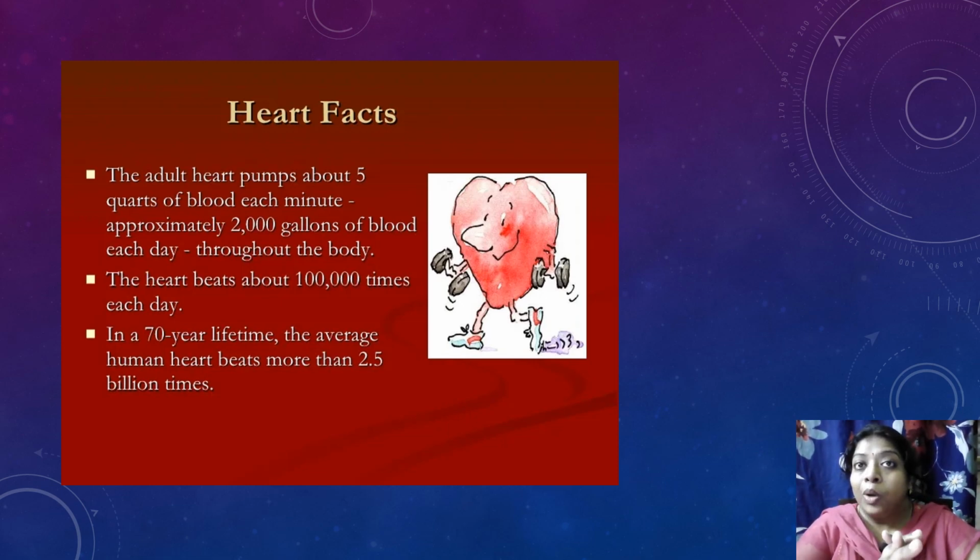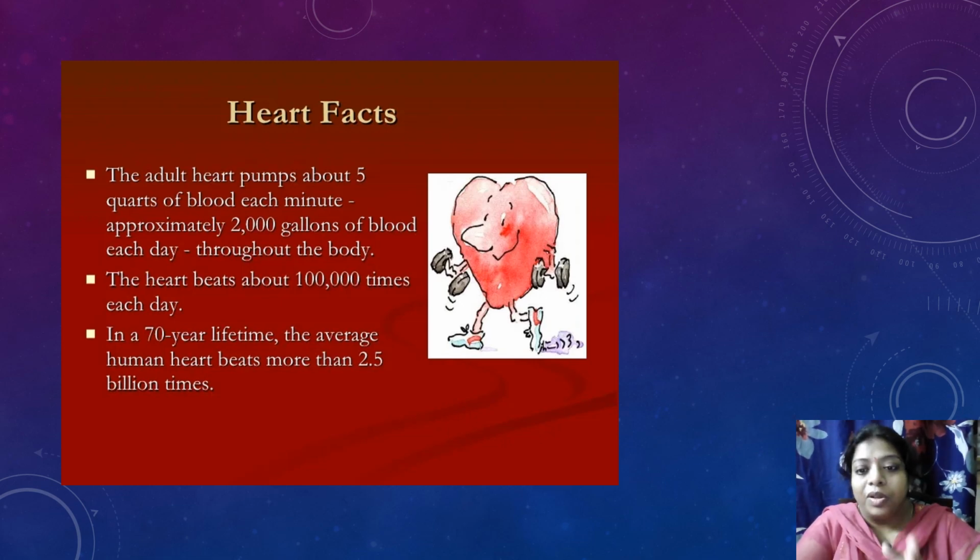And when you talk about the heart, how can you see the size of the heart? It is just exactly the size of your fist. If you just turn your fist and see, this is the exact size of your heart. You can just measure by seeing the fist of your hand. And the adult heart beats about 60 to 100 times per minute. Very interesting, right?